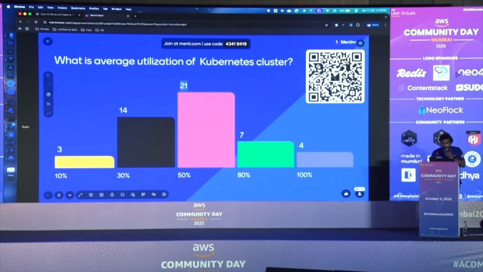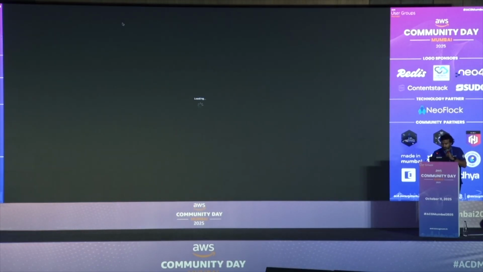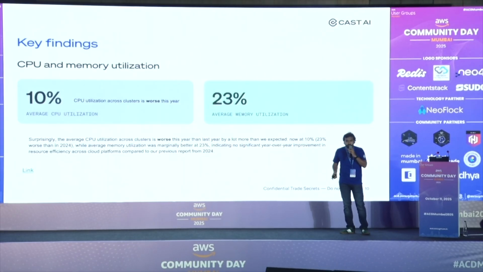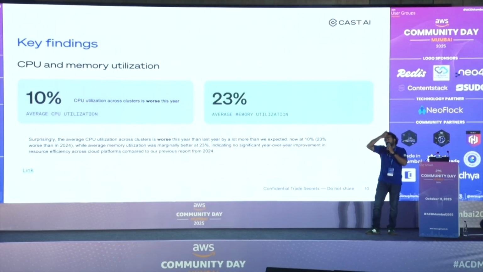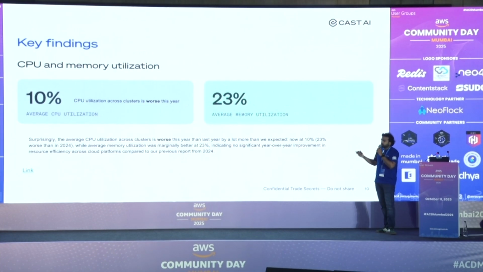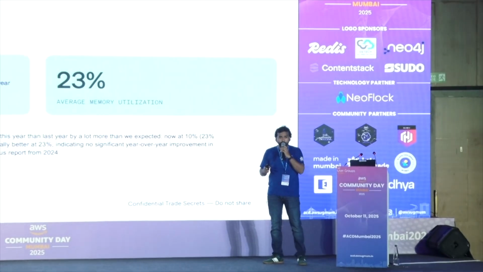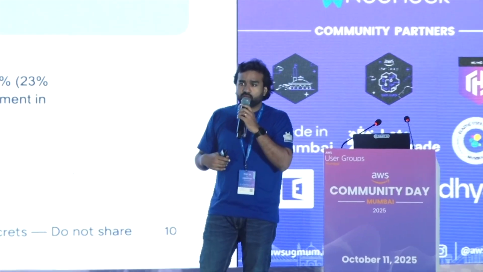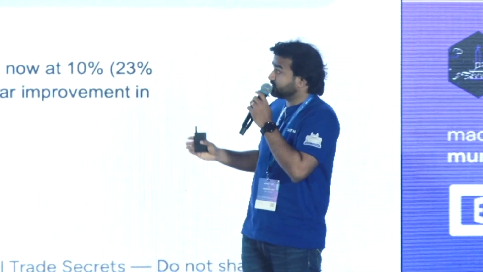Now, I'll just go back to my slide. Okay, so as per the latest survey, it is 10%. Now, why is it 10%? Maybe because you have seen a certain spike on a Black Friday sale or somewhere around, then you have set the request like that. But across organizations, the survey says it is 10%. Last year, it was 23%. So it is getting worse and worse. The more AI workload, GPU workload is coming, we are purchasing a lot of nodes, a lot of CPU, a lot of GPU, and we are only utilizing 10% of it. And the memory utilization is at 23%.